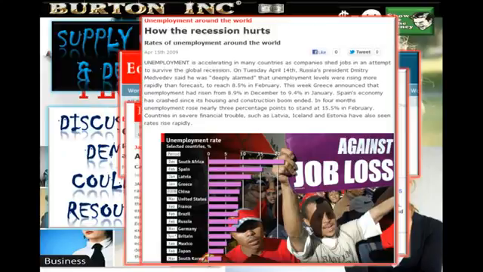It also puts downward pressure on wages, so perhaps in times of low unemployment, wage rates tend to rise quite quickly. With recession, wage rates tend to keep quite flat, which is good for businesses.